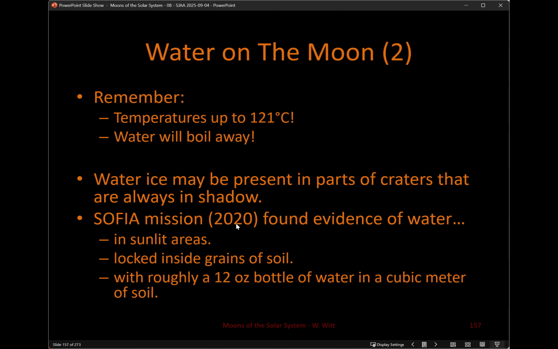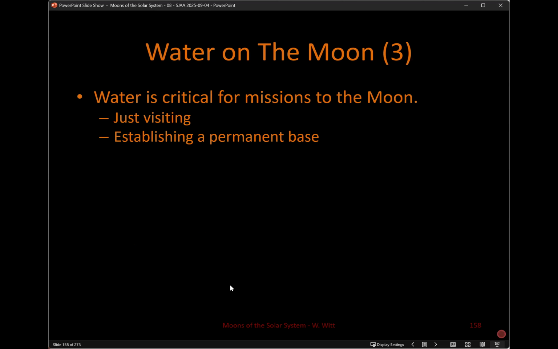And then a mission in 2020 also found that there's actually water in sunlit areas, but that water is locked inside grains of soil. And it's quite a lot, right? Like a 12-ounce bottle of water in a cubic meter of soil. That's quite a bit.